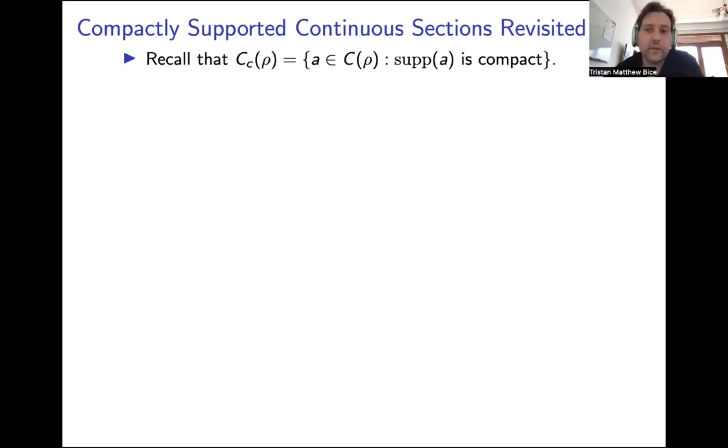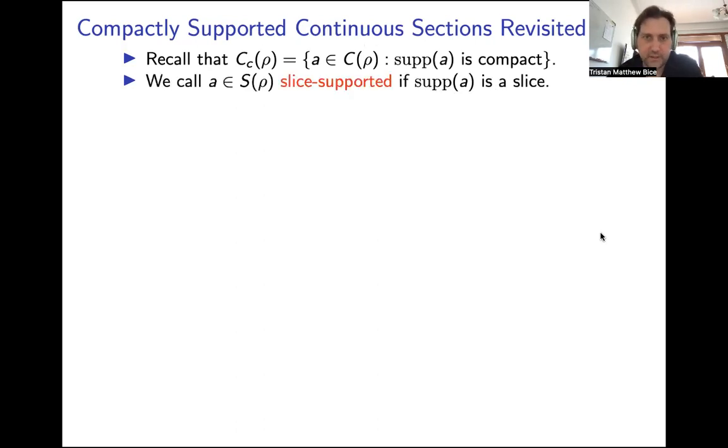Okay. So recall that this is just the notation that CC of rho refers to sections which are continuous and such that they have, this is not quite right. The closure of the support, I think, should be compact, not the support itself, right? The support itself will generally be some open subset. So you want to take the closure and say that has to be compact. We'll actually also be interested in even more restrictive kinds of sections. We'll be interested in those which are supported on some slice, some bisection of the groupoid.